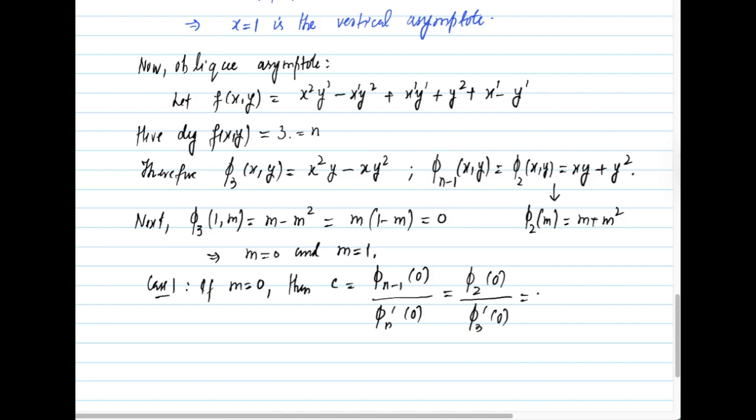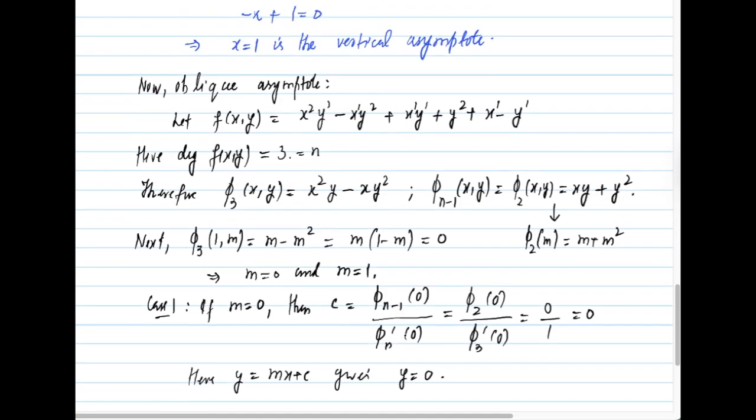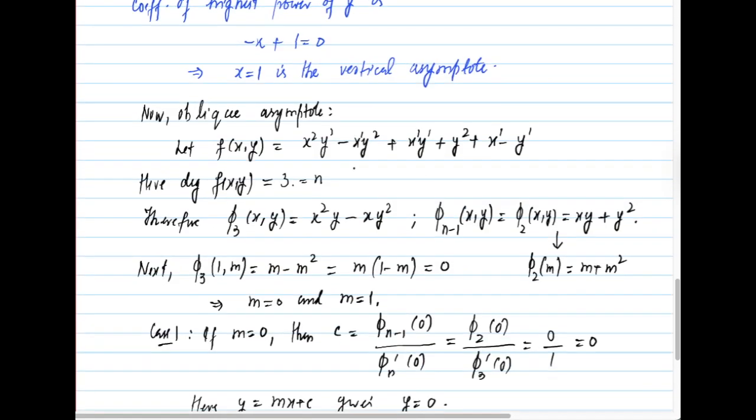So we can see phi 2 of 0 is equal to 0. और यहाँ पे अगर हम डेरिवेटिव लेंगे m minus m square का, तो वहाँ पे 0 सब्स्टिट्यूट करेंगे, we will get 1 minus 0. So that will be equal to 1. So finally we get 0, 0. Hence we have y is equal to mx plus c gives y is equal to 0. So this is the oblique asymptote y equal to 0, which is actually the x-axis, so this y equal to 0 was already obtained as an asymptote parallel to x-axis.